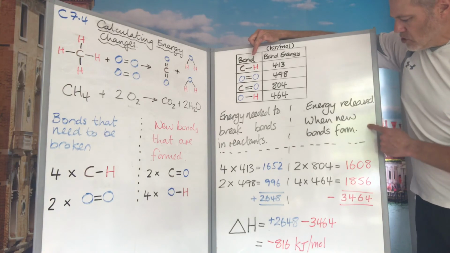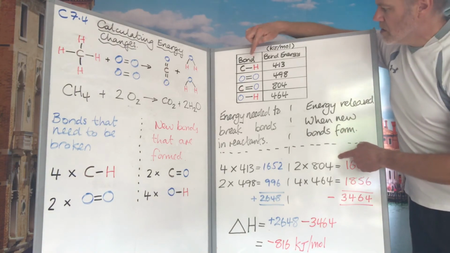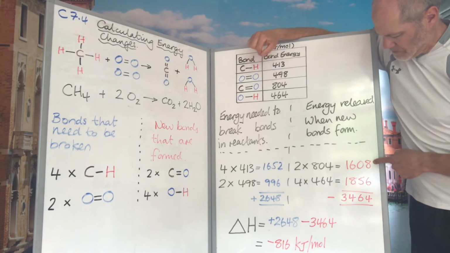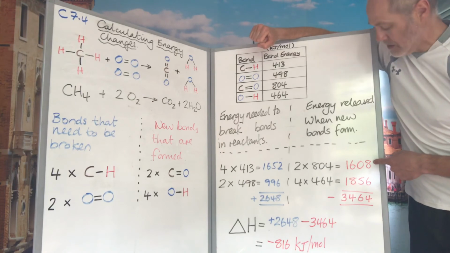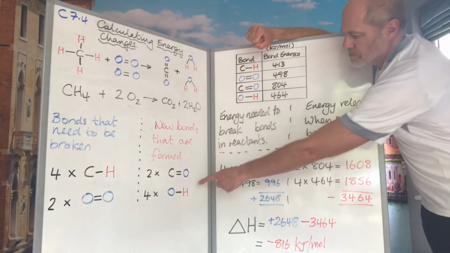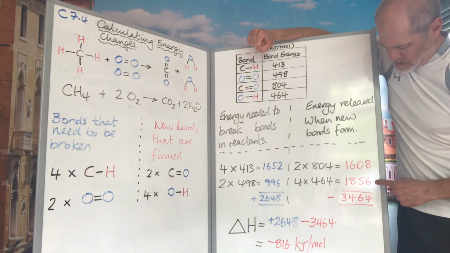Energy released when new bonds are formed. We are going to form 2 carbon-oxygen bonds here. Each has a strength of 804, giving us a total of 1608. And we're going to form 4 OH bonds here, each one with a strength of 464 kilojoules. That gives us a total of 1856.